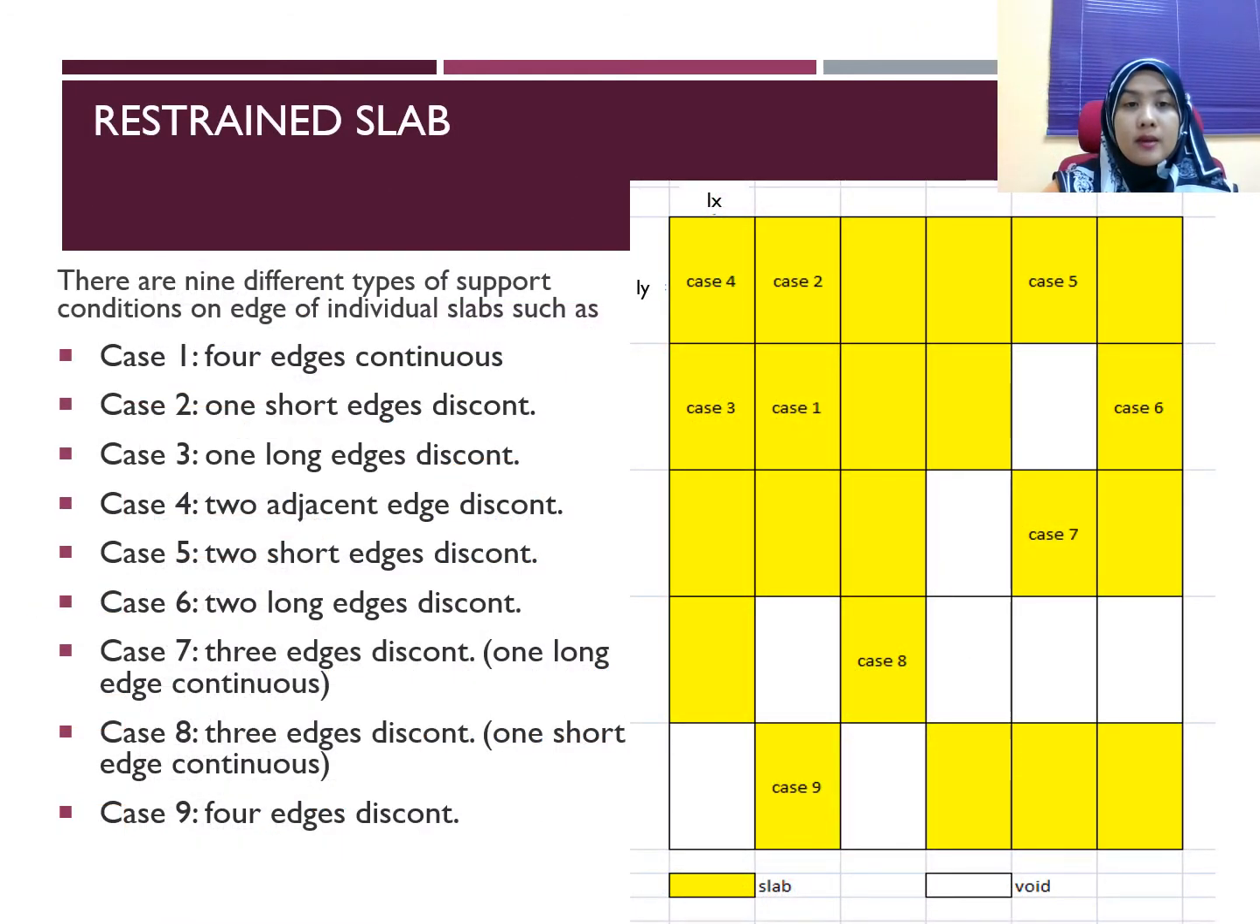Okay, for restraint slabs, we have 9 different types of support depending on the location of the panel that you are going to design. For example, for case number 1, 4 edges continuous. So this is case number 1. The yellow panel indicates the slab, and the white panel is void. So for case 1, it means that they have slab on each side of the panel, so it is continuous at all edges. That is what we call an interior panel.